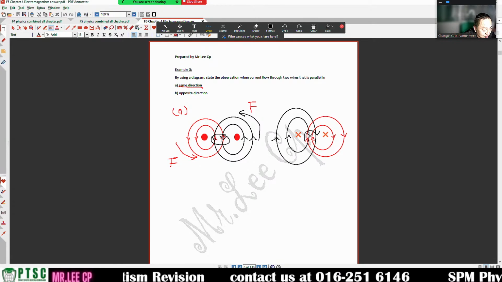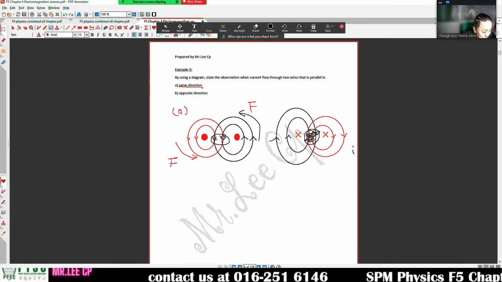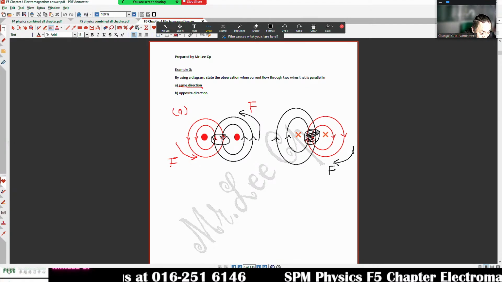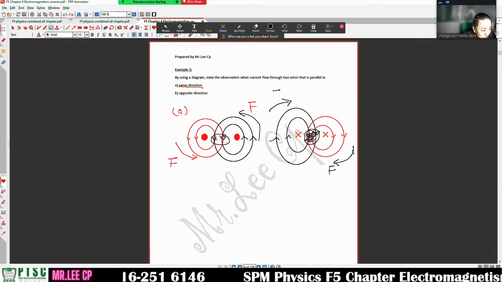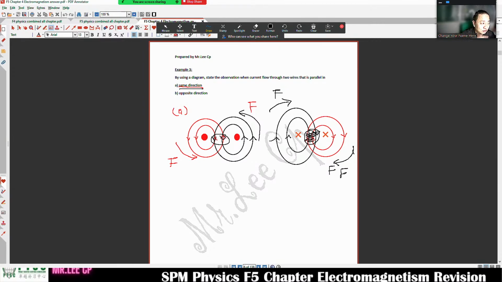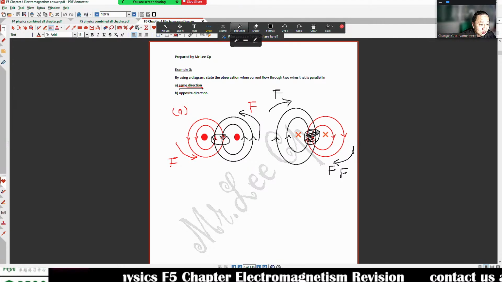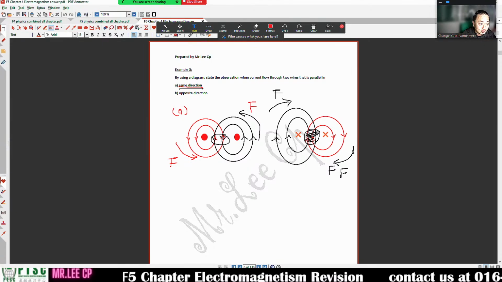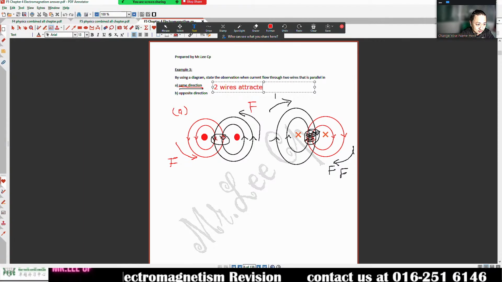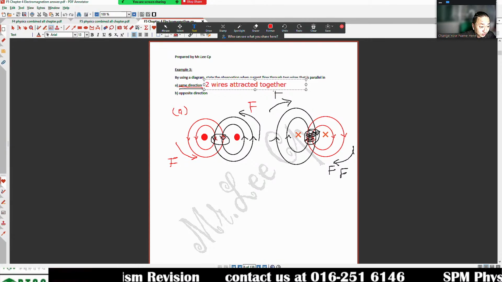So what happened is you see these two down, two up, they are cancelling each other. So I get an extra force pushing here, turning this way, and this one is turning this way. So you've got a force, and you've got a force. These two wires will stick together. So no matter what, when the currents flow in the same direction, they will attract together. So what is the observation? The observation is that the two wires attract together when they flow in the same direction.